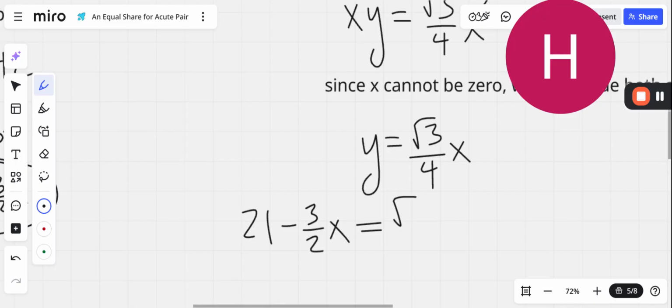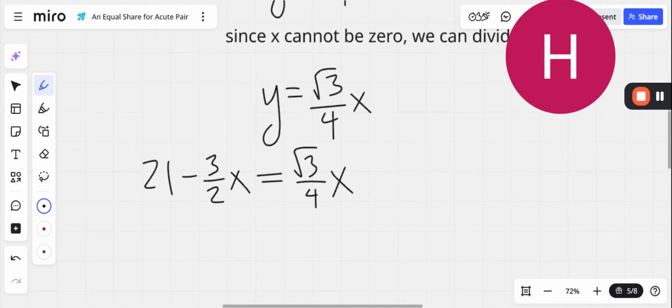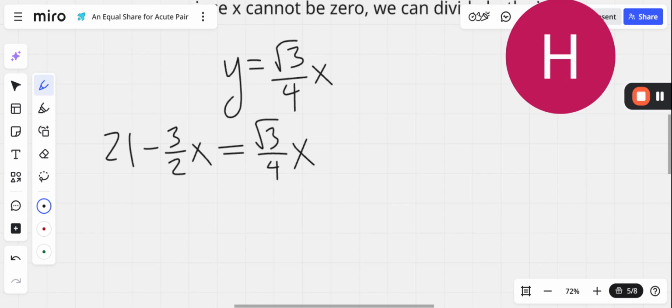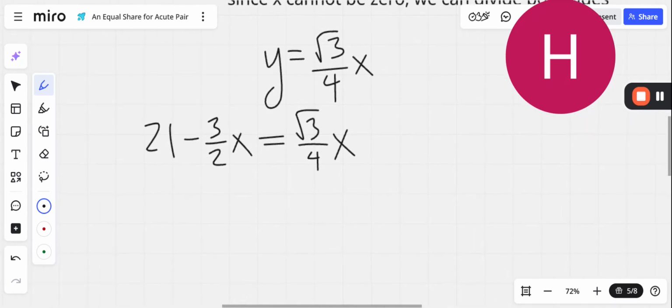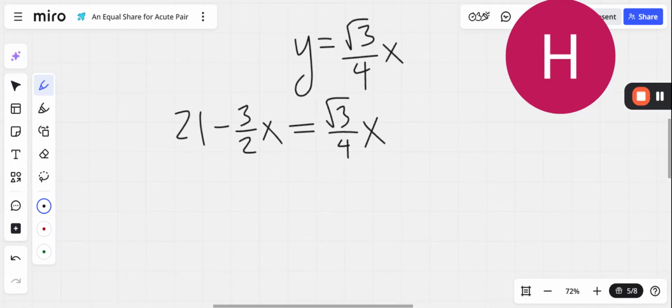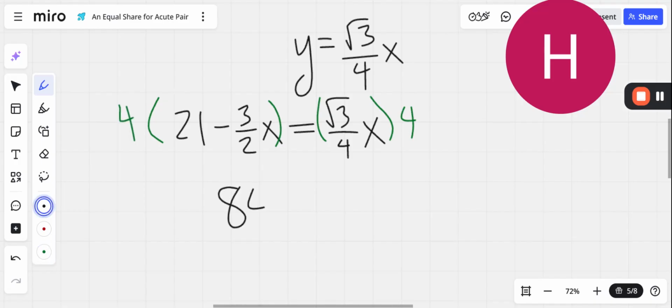So this one is actually an easier linear equation to solve. Maybe you wouldn't have expected that. Now, how would I solve this personally? I think I would multiply everything by 4. If I just multiply this by 4 and multiply this by 4, it cancels quite a lot. So we get 84 minus 6x, be careful with that, equals square root of 3 x.